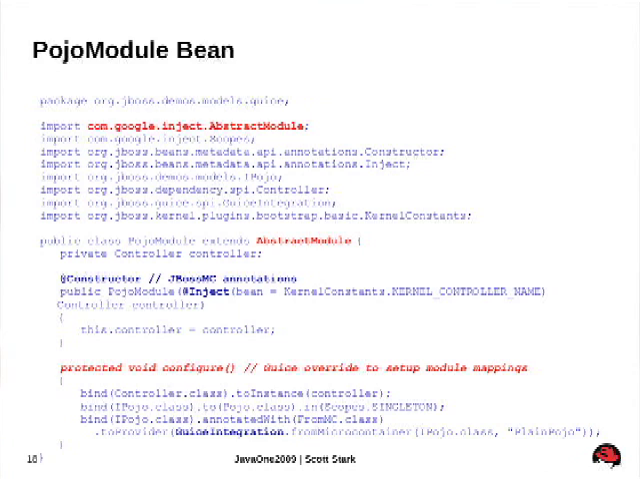So the Pojo module bean is an implementation of the Juice module system, which is what is responsible for configuring how I resolve references of Juice injections. Right?